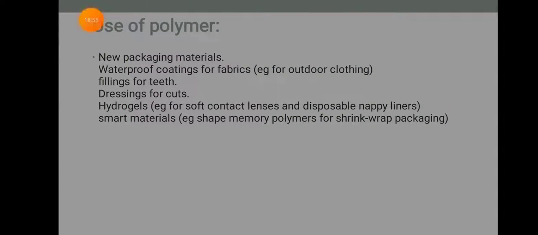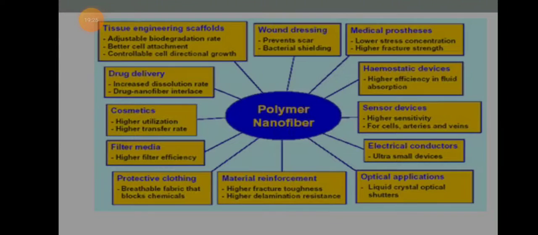Now the uses of polymers: new packaging materials, waterproof coatings for fabrics, for example for outdoor clothing, and filling for teeth, dressing for cars, hydrogels, for example soft contact lenses, disposable nappy liners, smart materials, for example shape memory polymer for shrink wrap packaging. Okay, now coming to polymer nanofiber tissue.